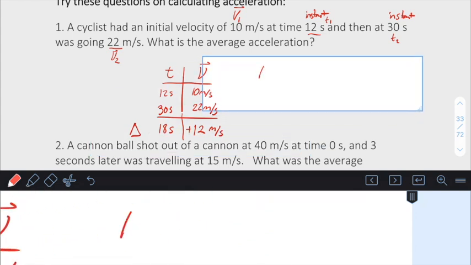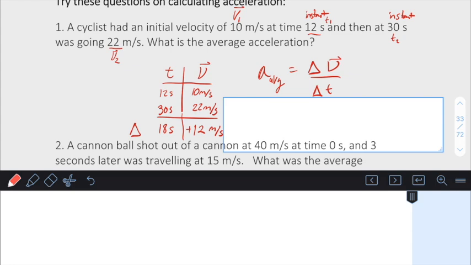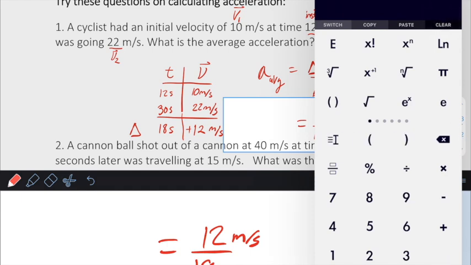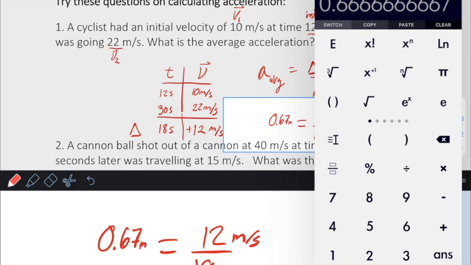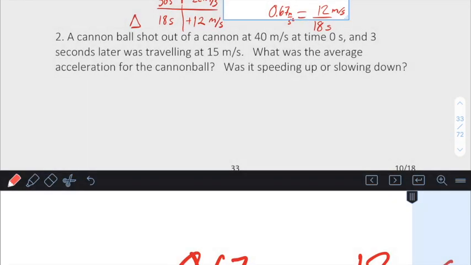So the average acceleration is equal to the change in velocity over the change in time. So that means that it is equal to 12 divided by 18. We're going to get our calculators, 12 divided by 18, and we're going to get 2/3 or 0.67 meters per second squared. So that will be our final value there.